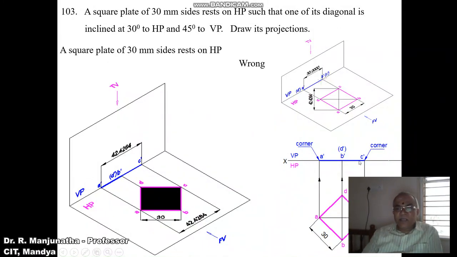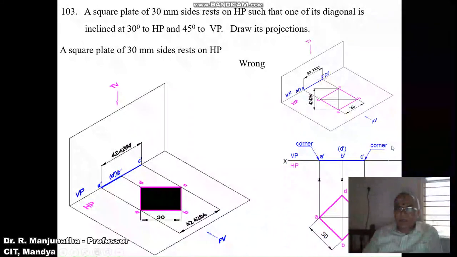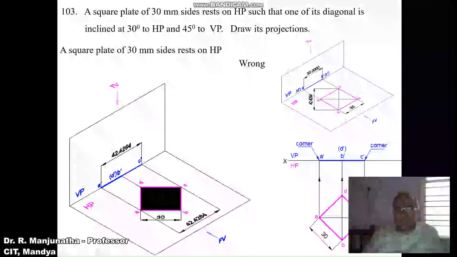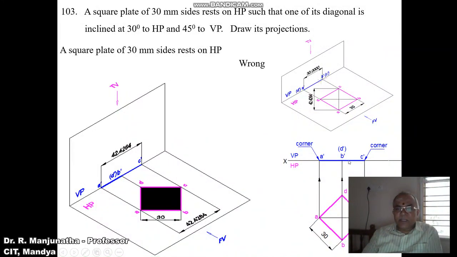So that line is here. This end is also a corner and this end is also a corner. And we can see the diagonal AC, that is A dash C dash, is parallel to HP, so you're getting the true length in HP. As the diagonal AC is parallel to VP, you're getting the true length in VP. So this is how we can place the initial position.